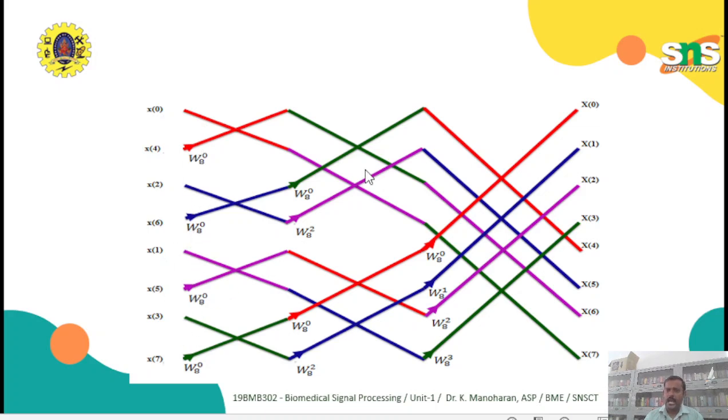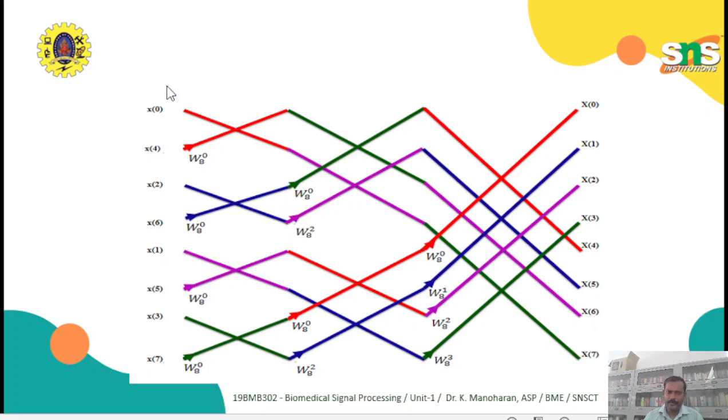Now for the second stage, this is W8^0 and this is W8^2. W8^0 value will be 1 and W8^2 will be minus j, which we have already calculated. So here also it will be 1 and this is minus j. And in the third stage we have W8^0, W8^1, W8^2 and W8^3. We have already calculated these 4 values: 1 for W8^0, 0.707 minus j 0.707, W8^2 as minus j, and W8^3 as minus 0.707 minus j 0.707. We need to replace these values, and then the output will be in natural order.